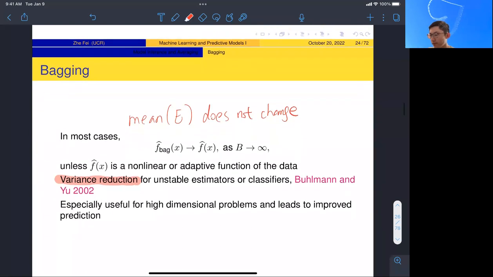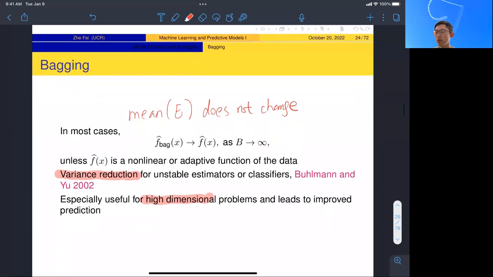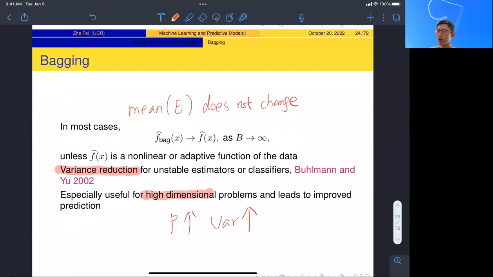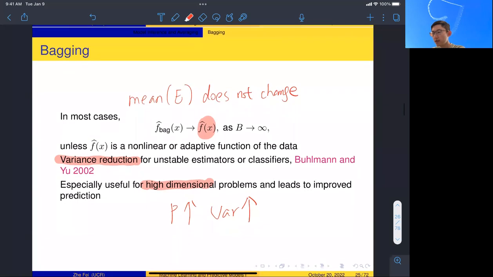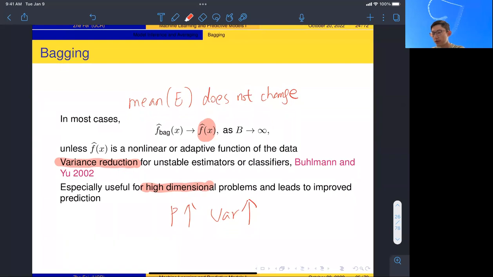So this is especially useful for high dimensional problems. Why? Because remember, when we have large P, we generally have increased variance. So for high dimensional problems, by taking a single f hat, we might have large variance, but through the bagging idea, we would have reduced the variance.